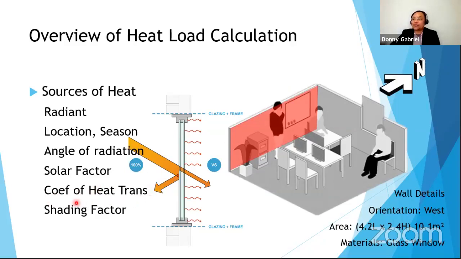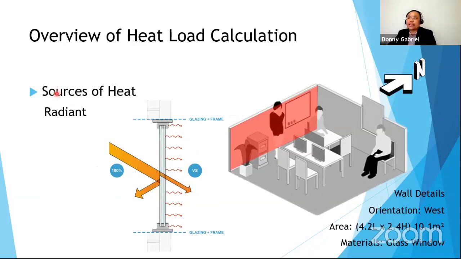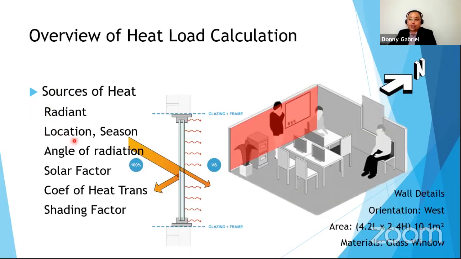This coefficient of heat transfer is dependent on the material that you're going to use. Would this be a glass? Would this be concrete? Would this be bricks? Okay. Because this radiant heat is dependent on so many factors, your location, your season, radiation, solar factor, material, building materials, and your shading.